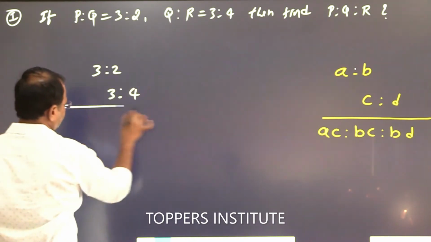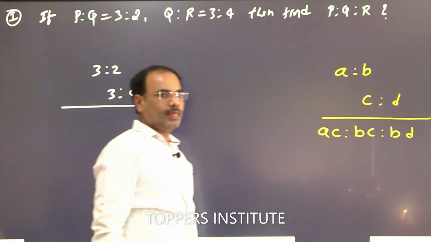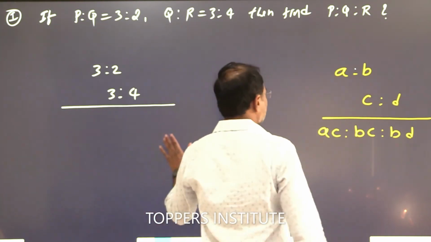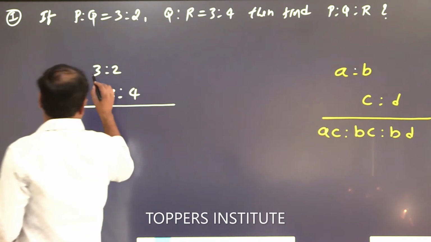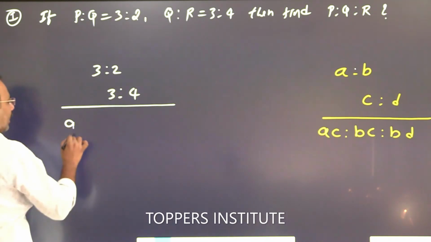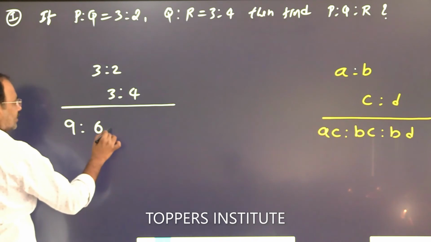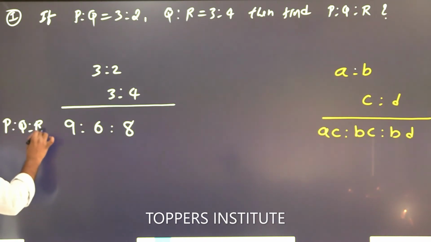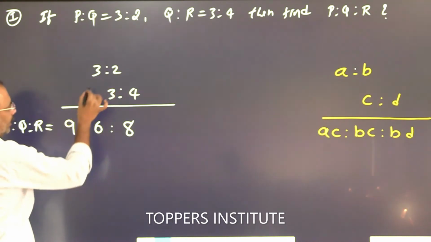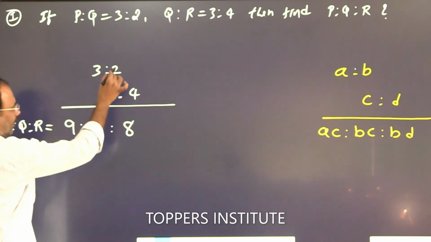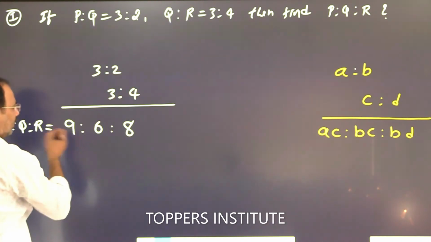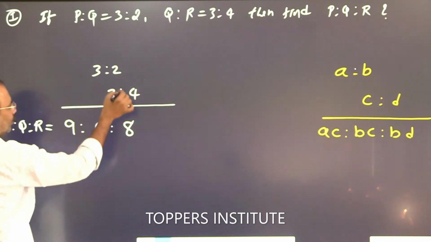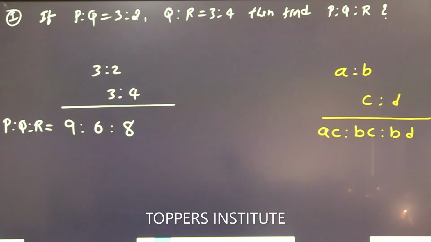Working rule 1. First one 3 is to 2, second one 3 is to 4. So 3 into 3 is 9, 2 into 3 is 6, 2 into 4 is 8. So this is P is to Q is to R. Multiply these two: first this 3 into 3 is 9, second one 2 into 3 is 6, third one 2 into 4 is 8. So P is to Q is to R is equal to 9 is to 6 is to 8.